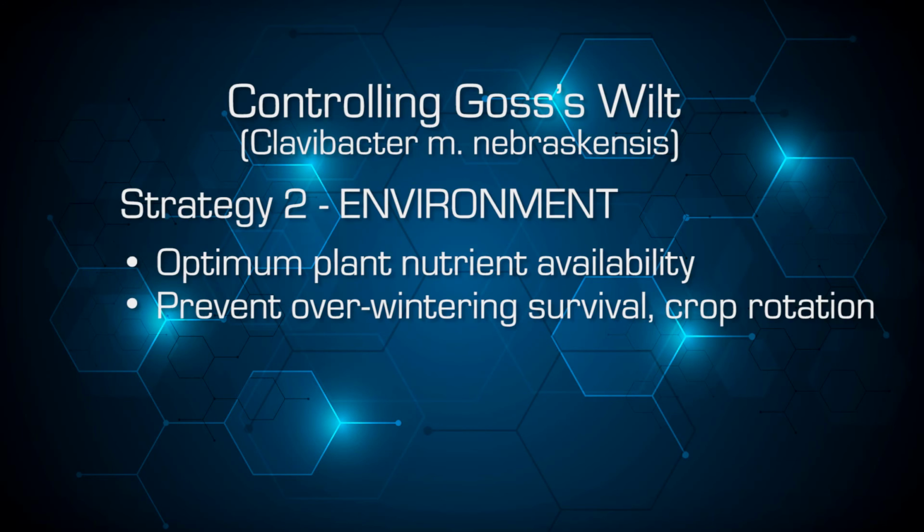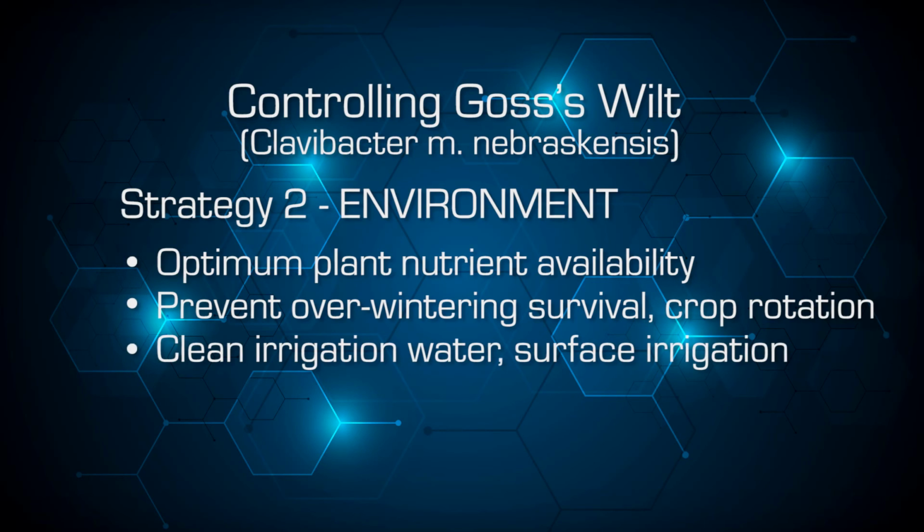We need to make sure that we have clean irrigation water. That used to be almost 100% source of Goss's wilt when we saw an economic loss. That's why it was limited to those few counties in Nebraska and eastern Iowa, because those were the ones in a dry area where you had irrigation going on. The rest of the Midwest relied on rain-fed conditions.